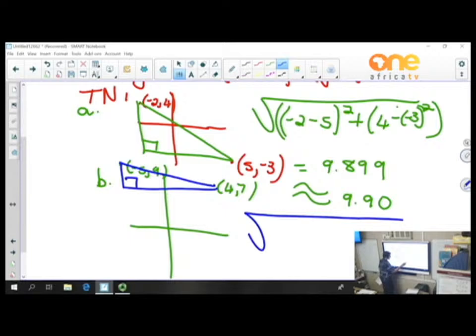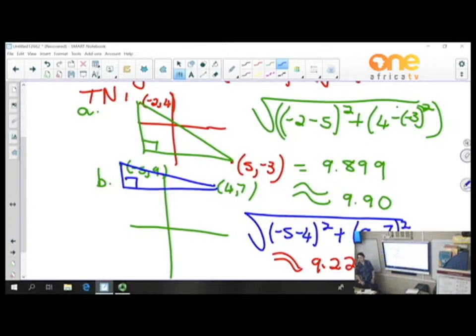Okay, so let's see. This one is the negative 5 minus 4 squared plus 9 minus 7 squared. Yeah, just a second. I just want to double check. 9.22. Okay, so this one's answer rounds then off to 9.22. Okay, C and D. I want you now to try C and D.